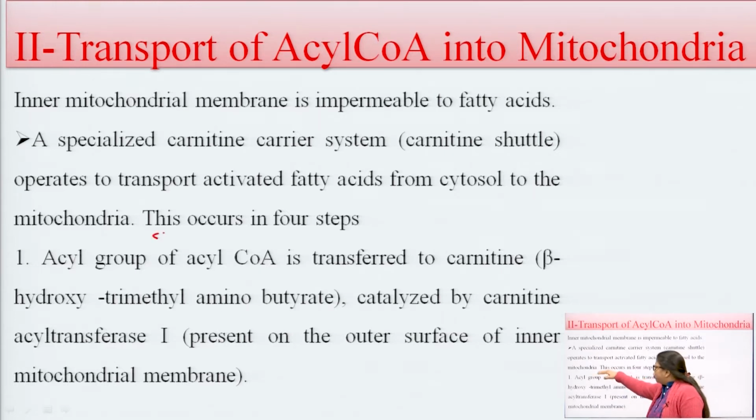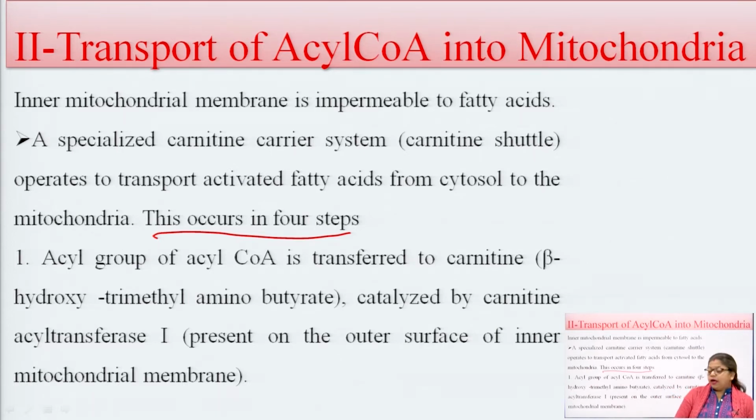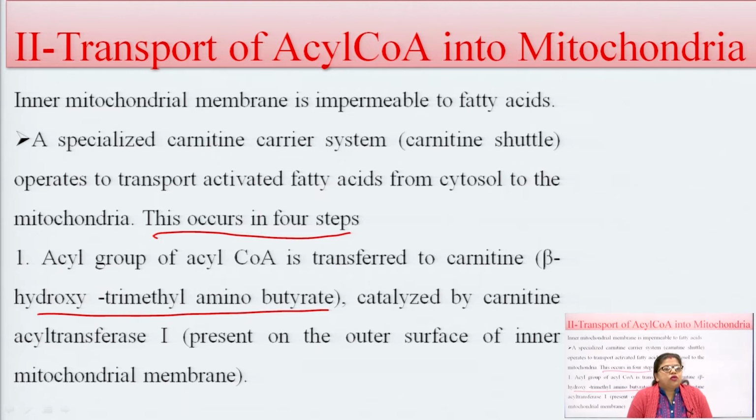This occurs in 4 different steps. The first step: the acyl group of acyl coenzyme A is transferred to carnitine. What is carnitine? Carnitine is beta hydroxy trimethyl aminobutyrate. This transfer is catalyzed by carnitine acyl transferase first, which is present on the outer surface of the inner mitochondrial membrane.